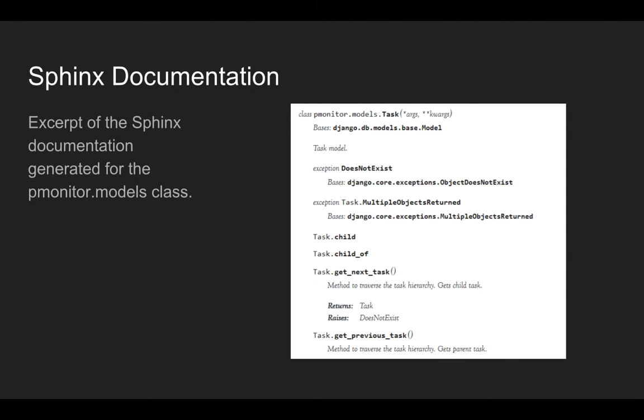We also added some Sphinx documentation. So basically, here's an example where it renders the doc strings to generate this help documentation. Here you're looking at the task model, and it's showing the documentation for the different methods that were added to that model.